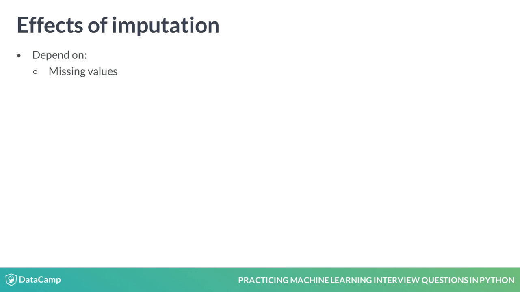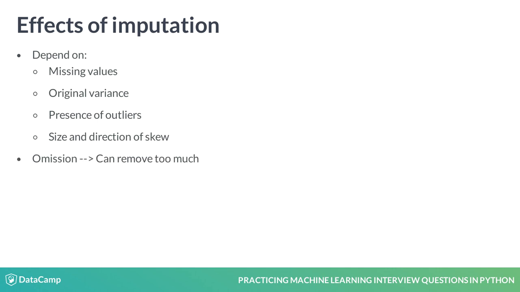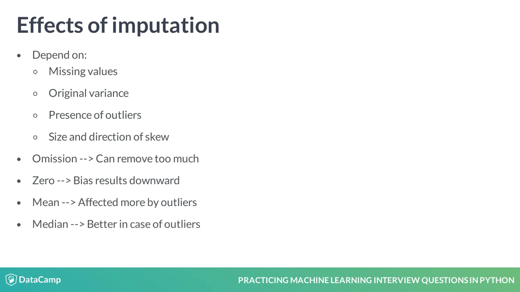factors that include the missing values, the original variance, if there are any outliers, as well as the size and direction of skew. General guidelines are that removing rows and/or columns can result in removing too much data. Filling with zeros tends to bias the results downward, and median tends to be a better choice when there are outliers. Mode and iterative have varying degrees of helpfulness, so it's best to just give them a try.